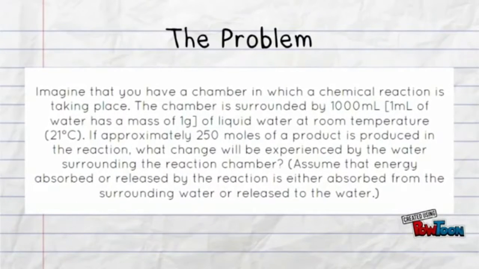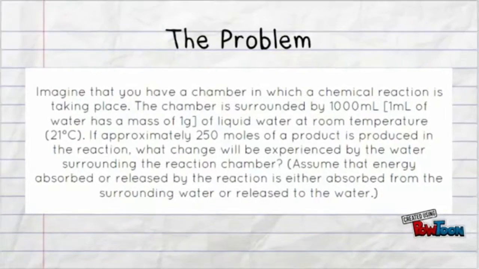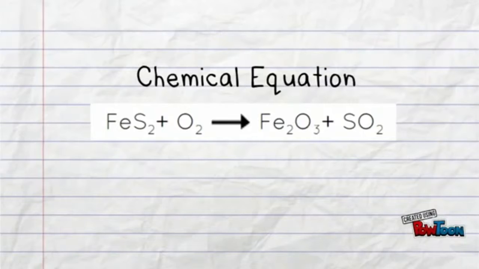Problem. Imagine that you have a chamber in which a chemical reaction is taking place. The chamber is surrounded by 1,000 milliliters of liquid water at room temperature. If approximately 250 moles of a product is produced with the reaction, what change will be experienced by the water surrounding the reaction chamber? I was assigned the equation that stated pyrite and oxygen combine together to create iron oxide and sulfur dioxide.